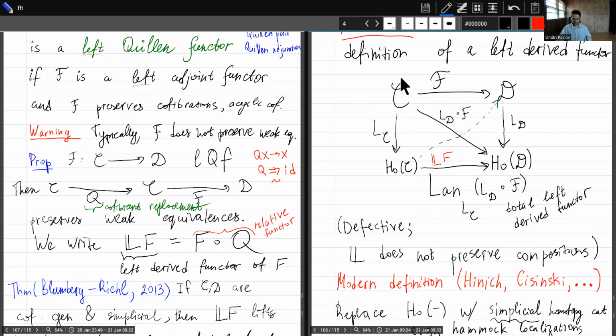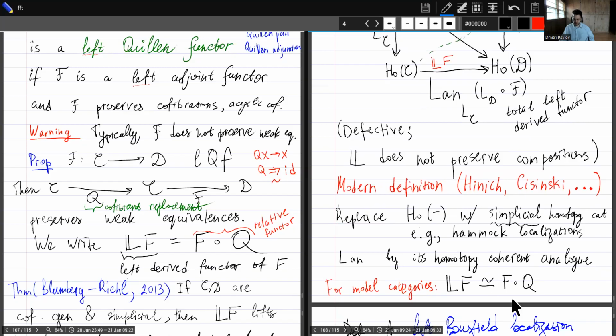A left deformable functor means a functor F between relative categories that need not preserve weak equivalences, but it admits a functor Q from C to C, which is like a cofibrant replacement functor. So Q is naturally weakly equivalent to the identity functor, and F precomposed with Q preserves weak equivalences. You can prove that deformable functors between relative categories do admit a left derived functor in the homotopy coherent sense, and it can be computed using the same formula.